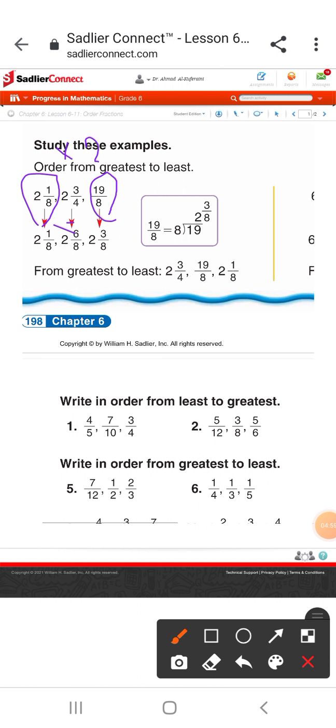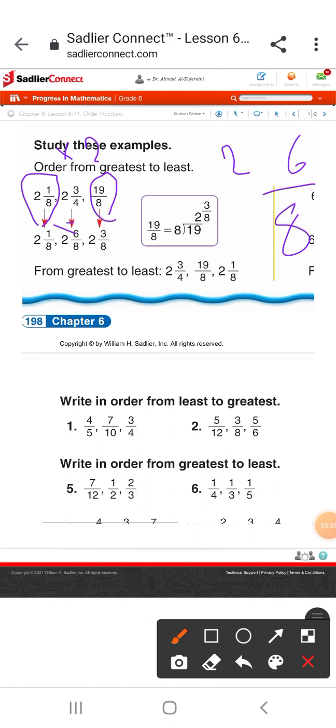3 We can't just multiply one single thing; we have to multiply the numerator and the denominator. So 3 times 2, this will be 6, and 4 times 2, this will be 8. So this one is 2 and 6 out of 8. Now you have to order them from greatest to least. We have 2 and 6 out of 8, and 2 and 1 out of 8, and 19 out of 8.